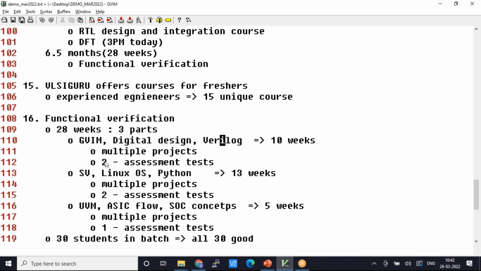So at times, based on this assessment, we make a person repeat the course, in case you are not able to catch up for any reason. Let's say your BTech did not happen properly, you didn't learn anything, you don't know what an AND gate is and you are not able to cope. So we make sure that you are given an opportunity.